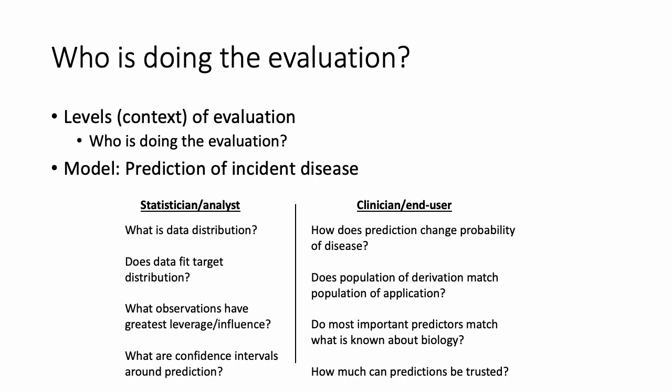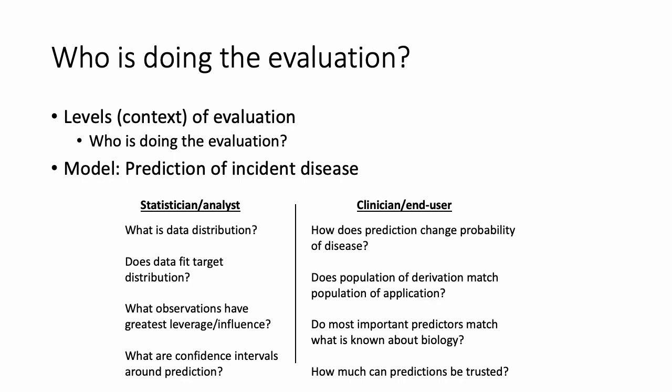In contrast, your clinician end user is going to look at this more holistically. Does the prediction change the probability of disease? The model numbers may add up, but does that actually change what I'm going to do in terms of management? Does the population of derivation match the population of application? This is absolutely critical, this idea of population bias, where a model can be developed in one population. And if you know clinically that the population you're going to apply it to is completely different, then that's really important and something that really only the clinician end user can understand.